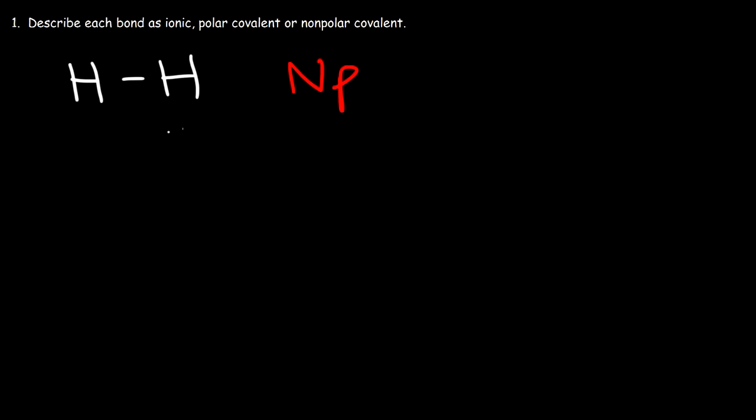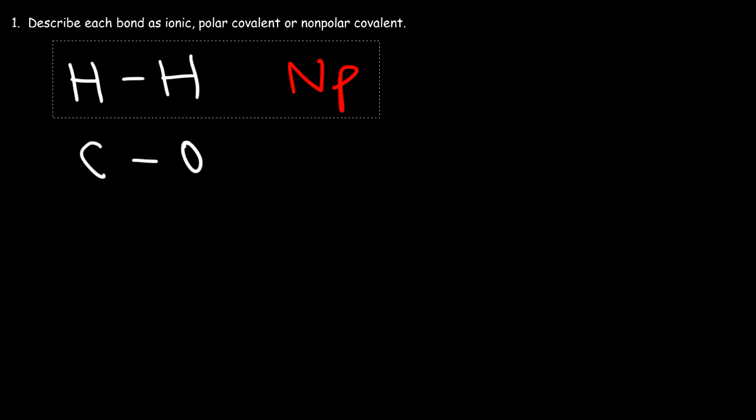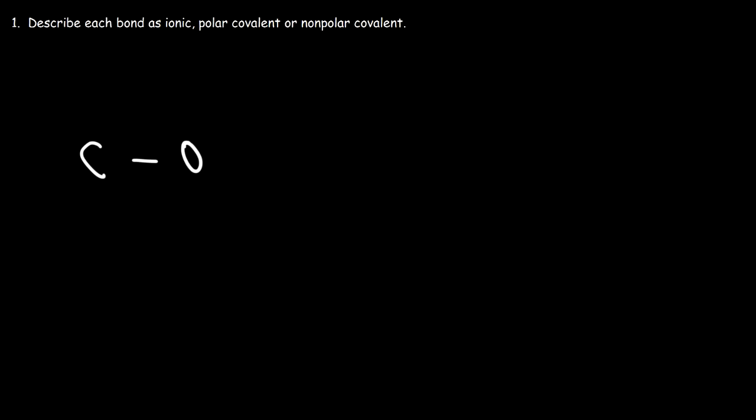Now, here's another example for you. What about the carbon-oxygen bond? Would you describe it as ionic or covalent? Anytime you have a bond between two nonmetals, typically it's usually a covalent bond. So we need to determine if it's a polar covalent bond or a nonpolar covalent bond, and we need to look at the electronegativity values of these two elements.